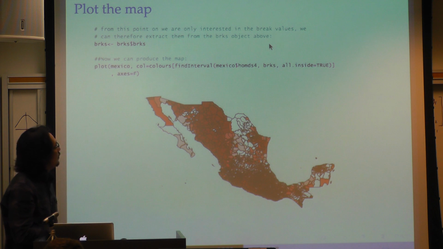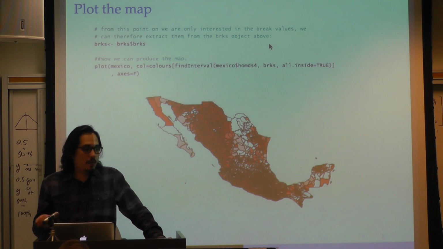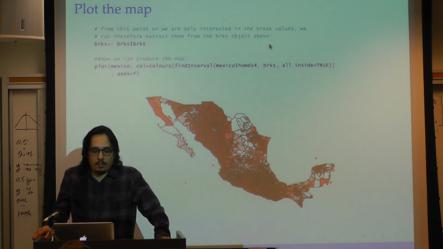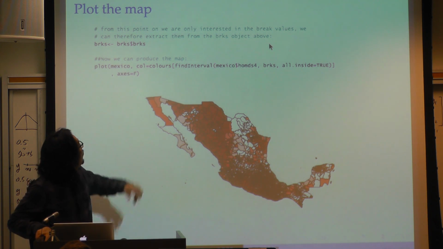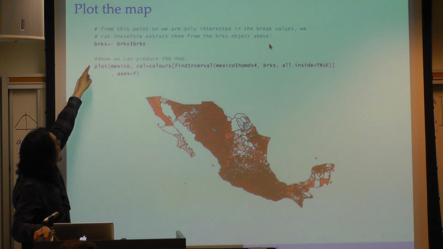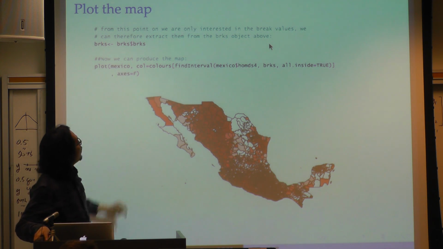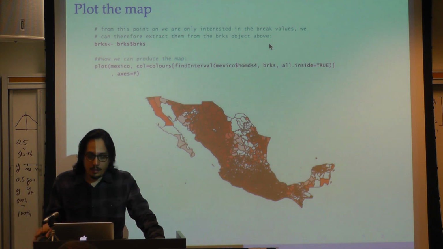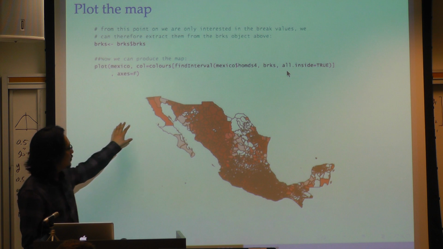So here we plot the map. From this point, we are only interested in the break values, right? So we can extract the values from the breaks object that we created. The breaks associated to the breaks values will be called breaks. And then we can just plot the map using the Mexico data, specify the colors and the interval using the breaks, and we get this map.